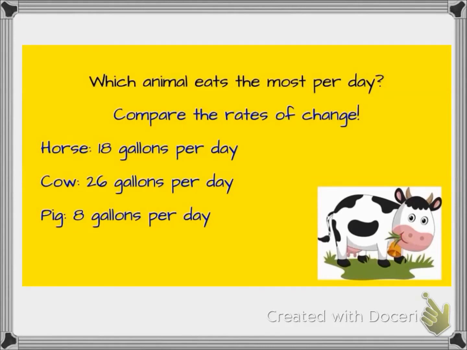So which animal eats the most per day? Let's compare their rates of change. The horse ate 18 gallons per day. Our cows eat about 26 gallons per day. And our pig only eats 8 gallons per day. So the cow is the winner. They eat the most feed per day.